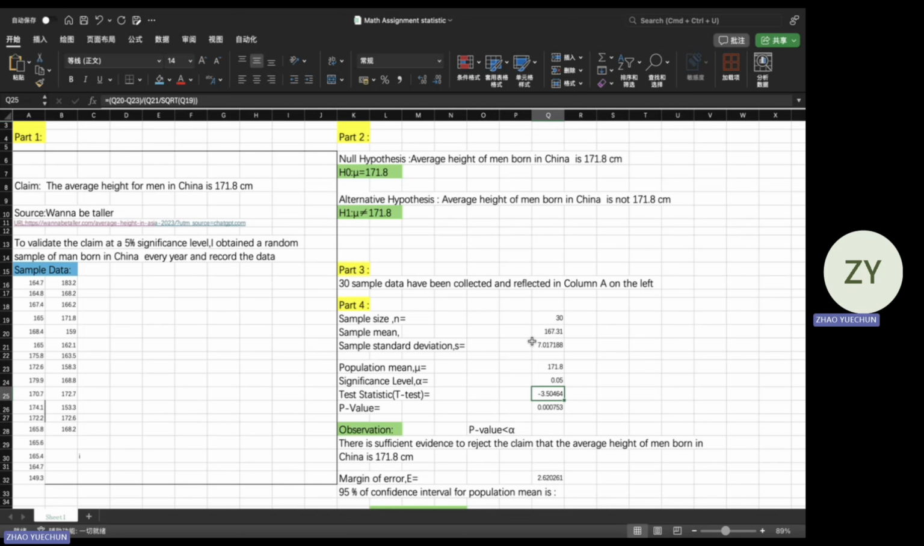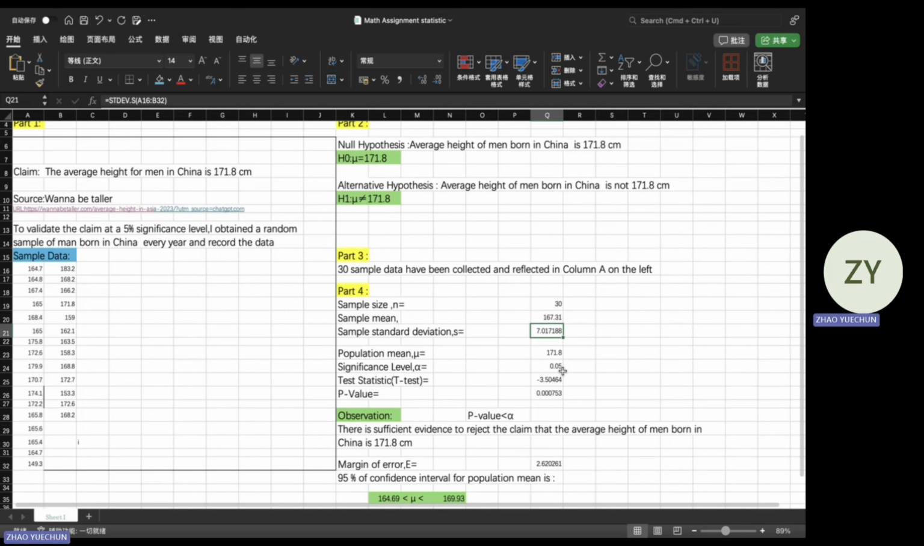To calculate the sample mean, we can use the powerful Excel to get the value. Based on this formula, we simply type the capital letters AVERAGE and select the 30 data values, then we can get the answer. Similarly, for the sample standard deviation, we type STDEV.S and also select the 30 data values to get the standard deviation. The population mean is given as 171.8 in our claim, and the significance level is 95%, which is 0.05.